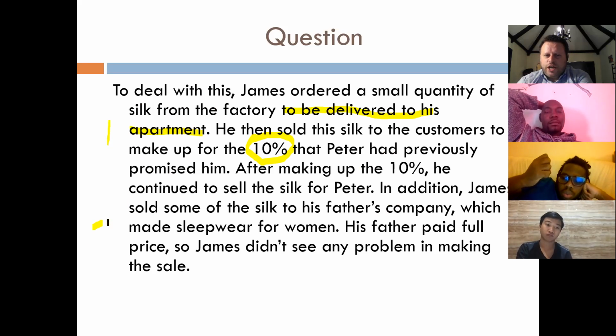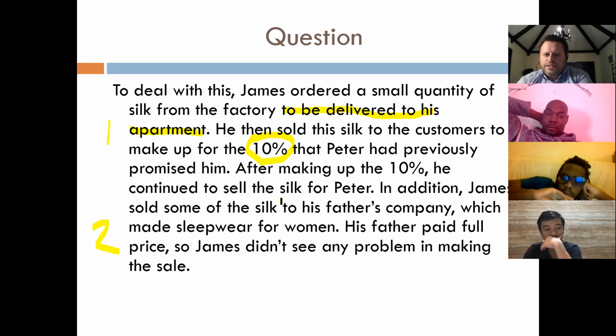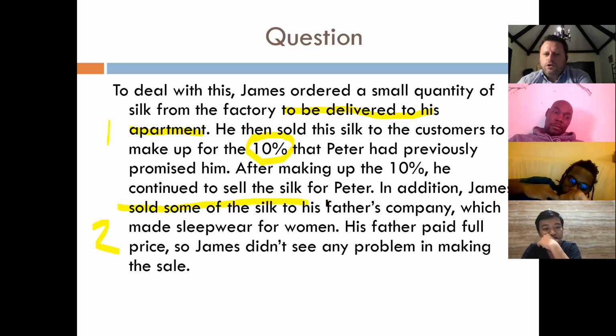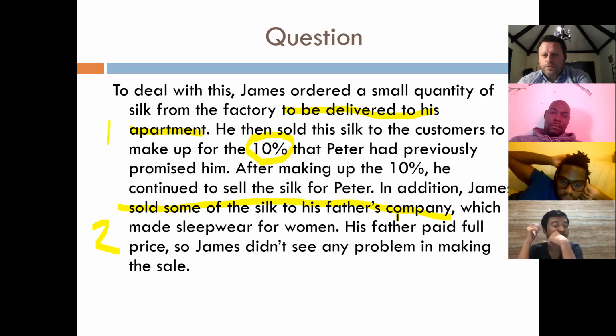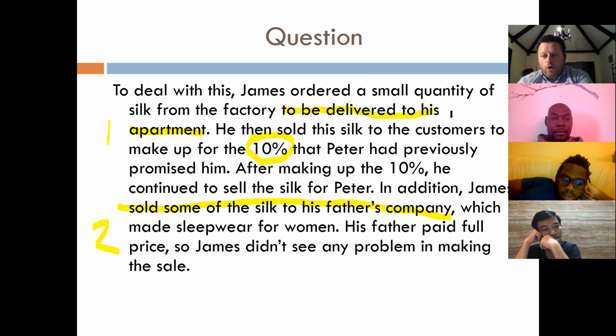Then there's a second thing James did, which is he sold some of the silk to his father's company. Now, his father paid full price, so James didn't see any problem. Let's talk about these two things. So the first one, do you see any problem with this in terms of law, not common sense? Yes. Yeah, Florian.